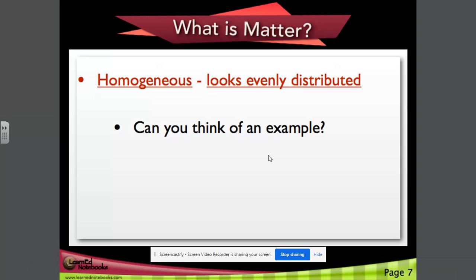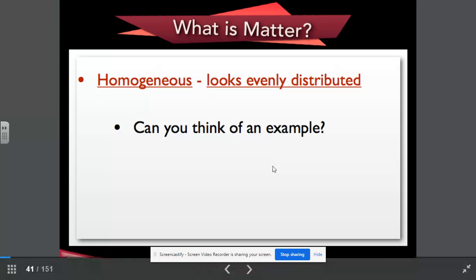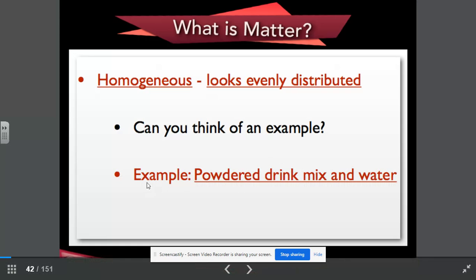Have you ever mixed some Kool-Aid mix in water? You take the Kool-Aid mix, you take the water, you mix them together, and then you can't tell what is the water and what is the mix, right? It all looks the color of the Kool-Aid. That would be powdered drink mix in water.